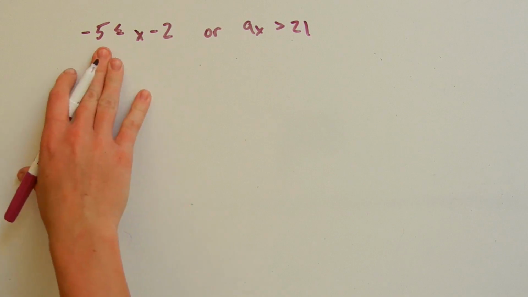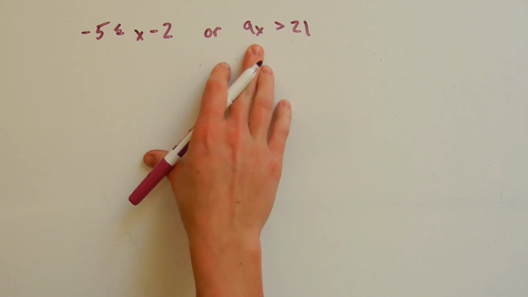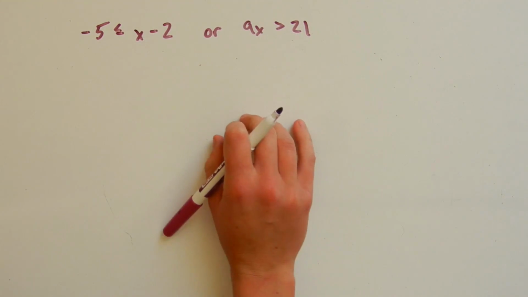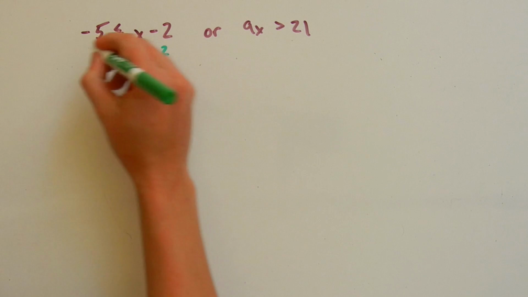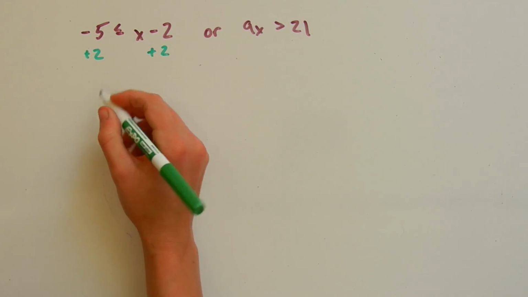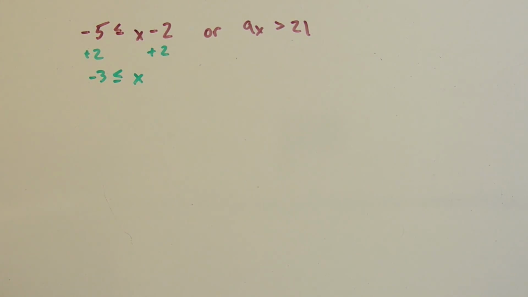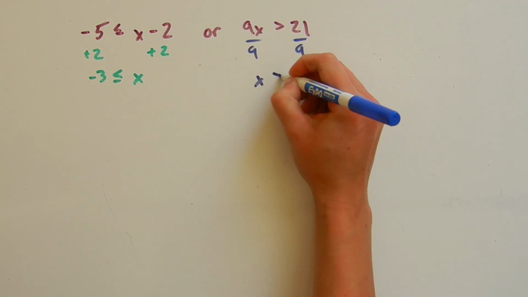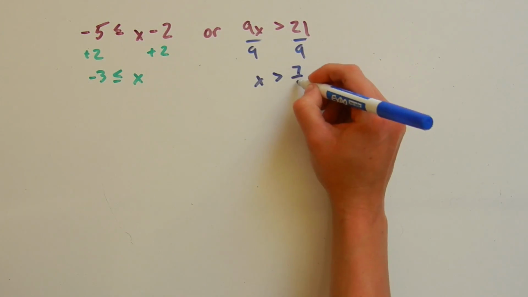Let's say that I tell you negative 5 is less than or equal to x minus 2, or 9x is greater than 21. To solve this, we're going to have to solve each inequality to see for what numbers x holds true. So starting with the first side, we'll add 2 to both sides. So we're going to have that negative 3 is less than or equal to x. For the next one, we're going to go ahead and divide by 9, and that's going to be x is greater than 21 divided by 9, which, when simplified, is 7/3.